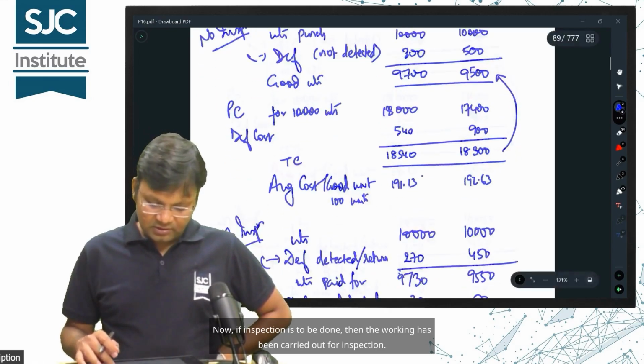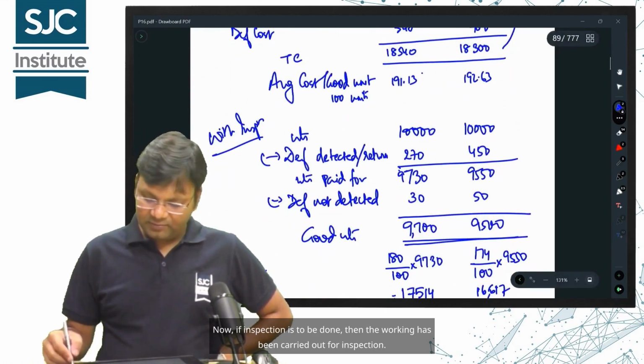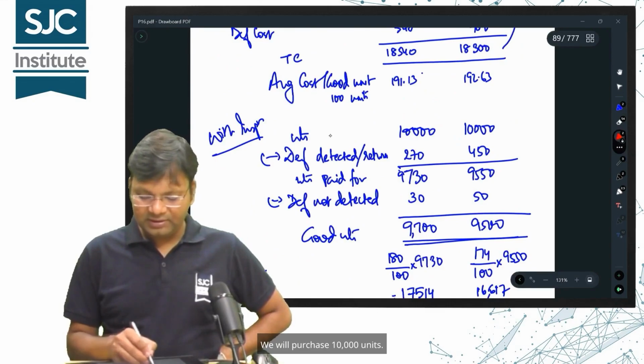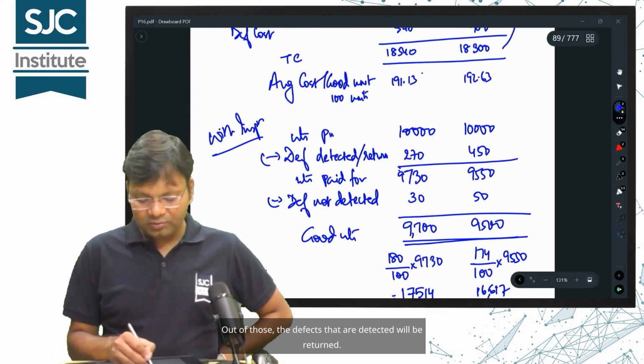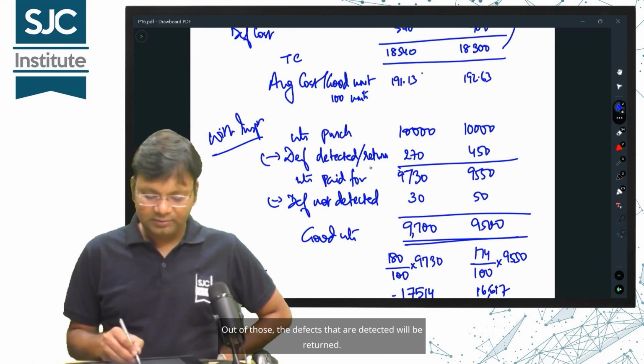Now, if inspection is to be done, then the working has been carried out for inspection. We will purchase 10,000 units. Out of those, the defects that are detected will be returned.